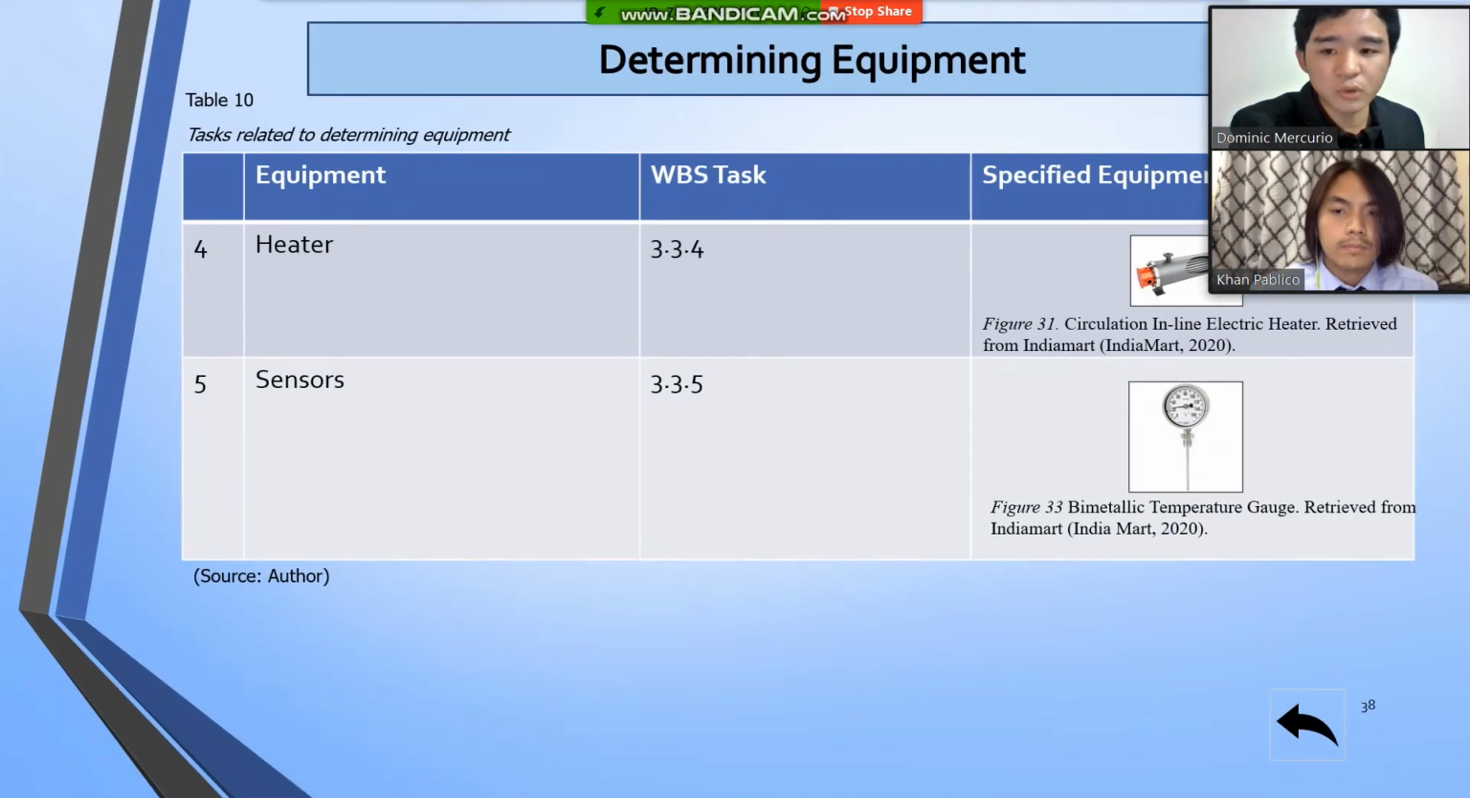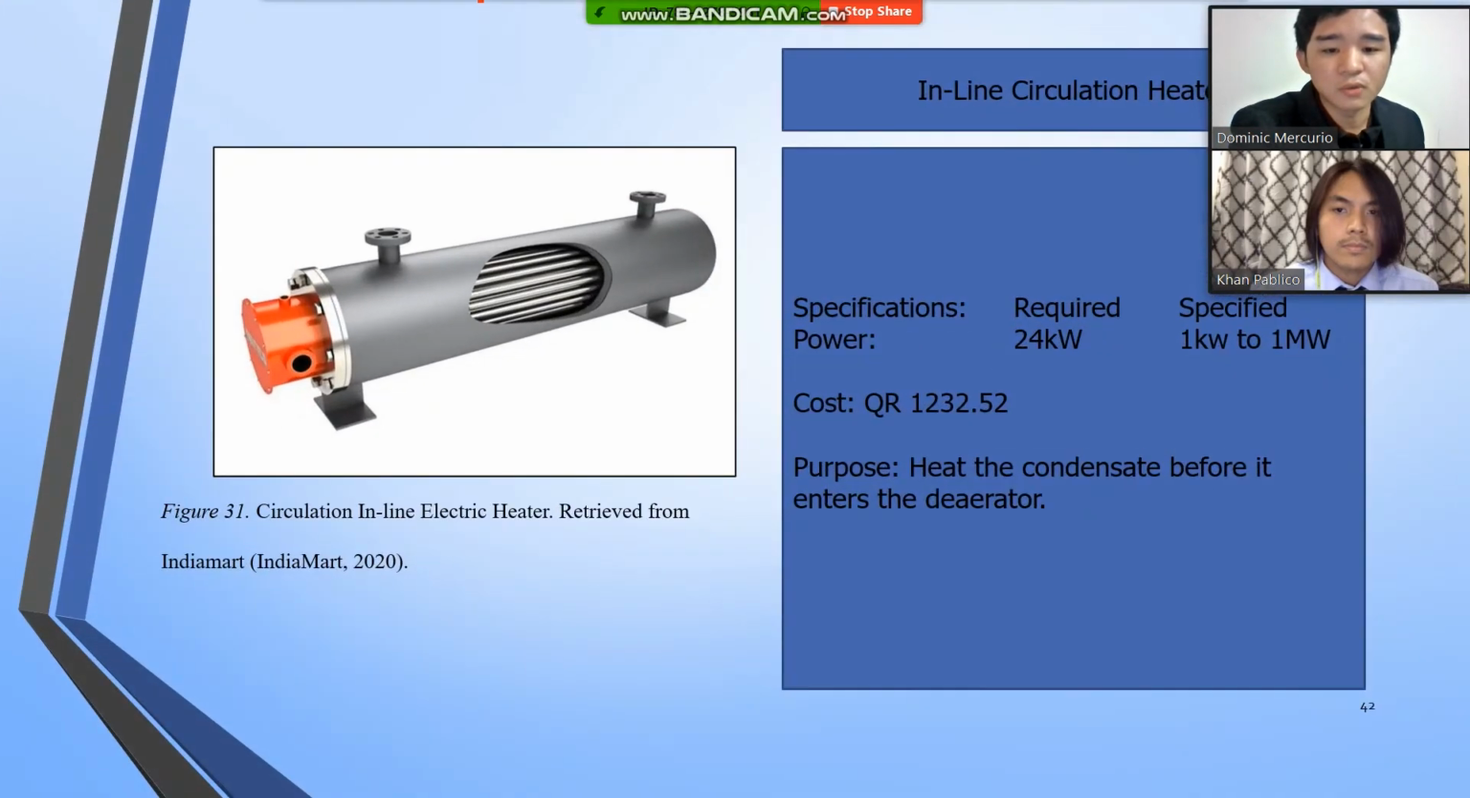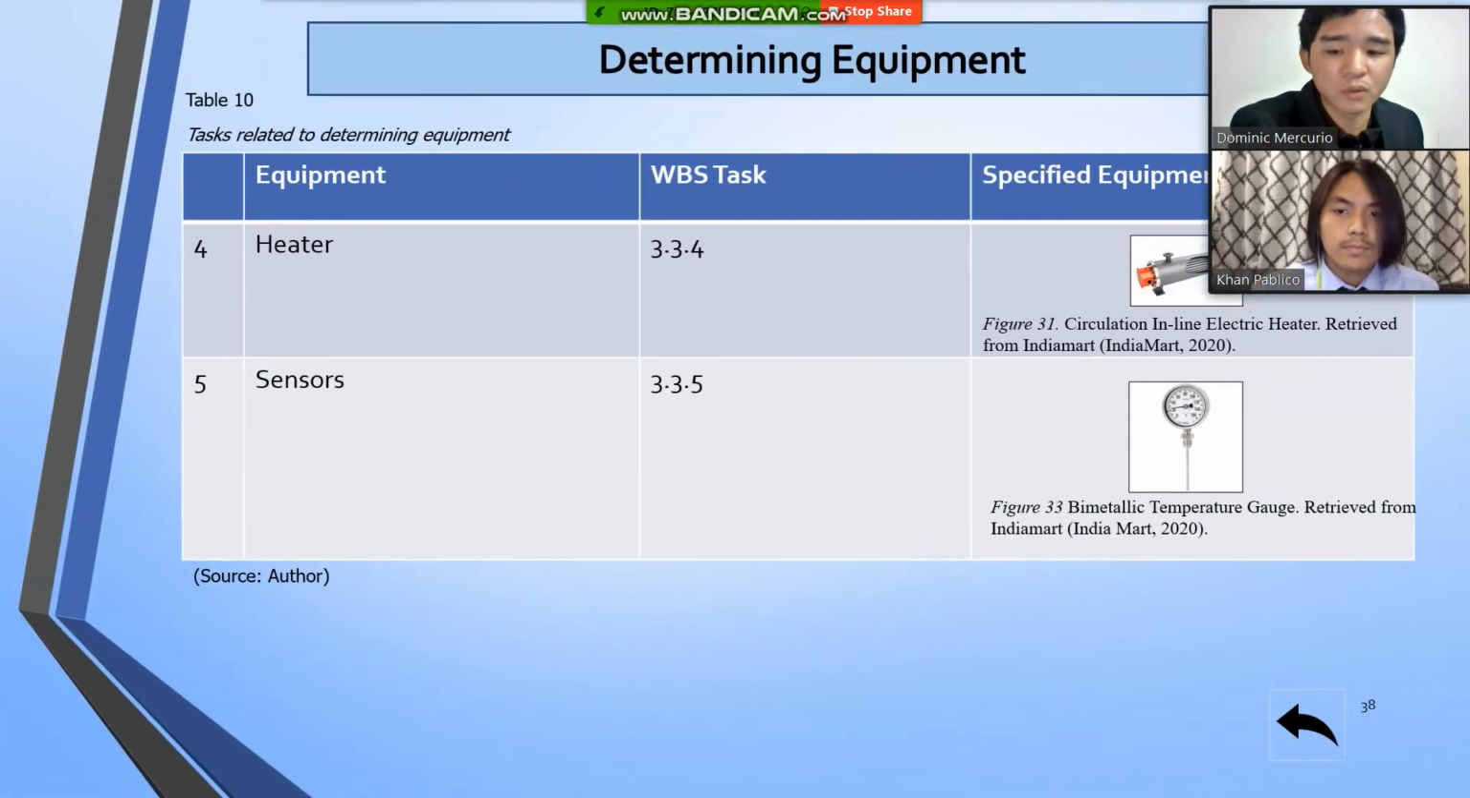The next set of equipment will be considered as heaters and sensors. The first one will be the heater. The heater will heat the condensate before it enters the deaerator. This equipment will be responsible for objective number 2, which refers to the temperature.